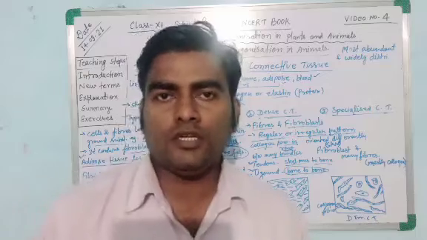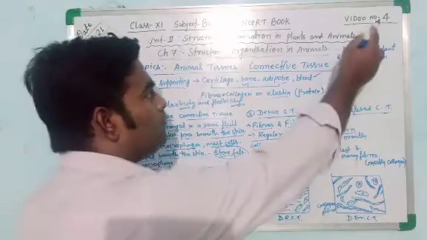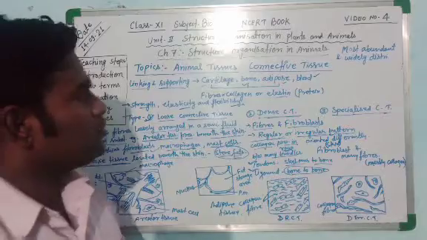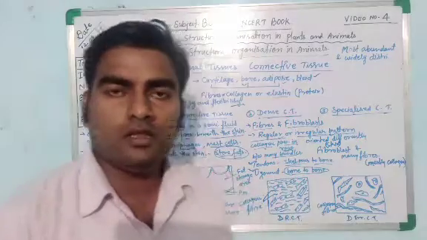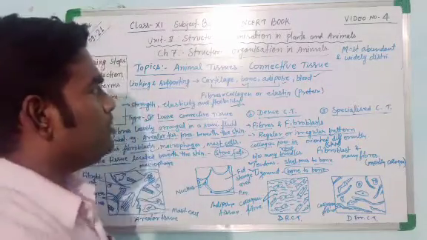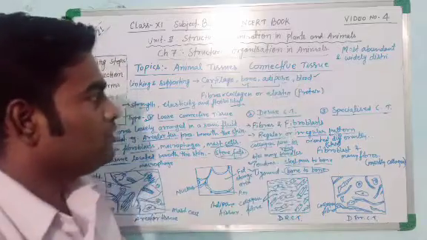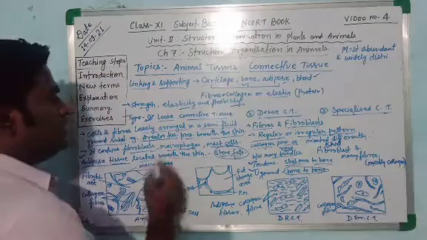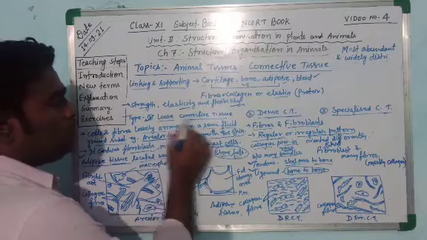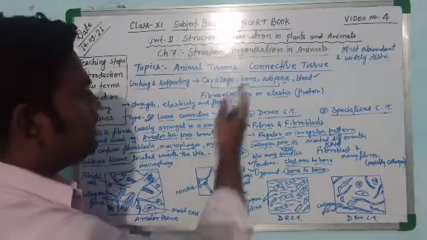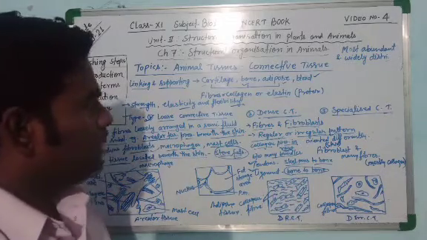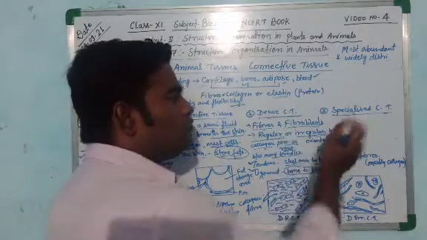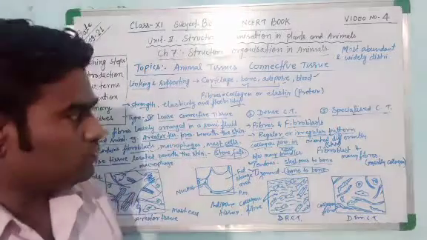Welcome back, students. This is video number 4 of chapter number 7, Structural Organization in Animals. In continuation of the topic connective tissue, we already discussed loose connective tissue in video number 3. That is the first type of connective tissue. Now let us see dense connective tissue and specialized connective tissue.